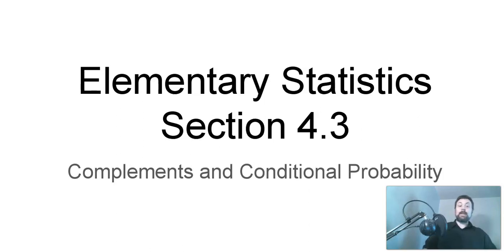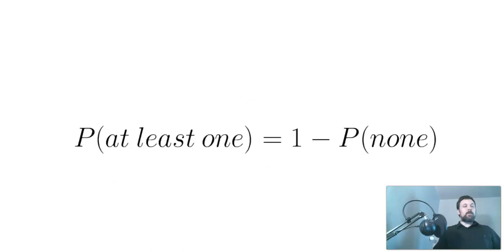In this video, we're going to take a look at section 4.3 on complements and conditional probability. Now, we've talked about complements in the previous videos, but we're going to be looking at one special type of complement in this section, which is the probability of having at least one of something occur. And the complement of having at least one is to have none at all.